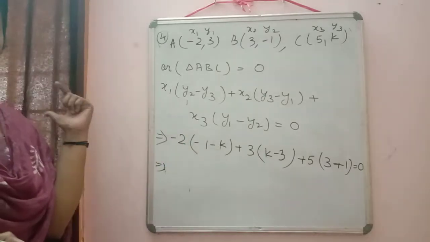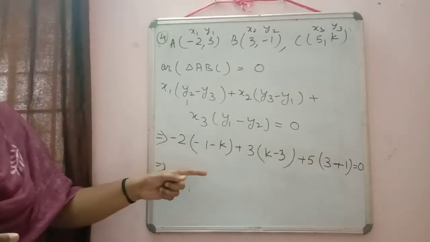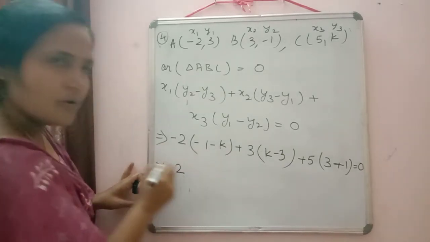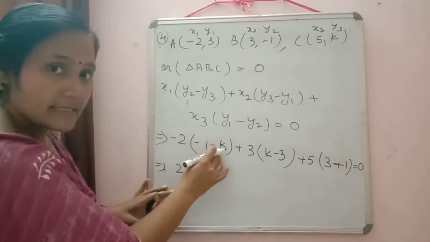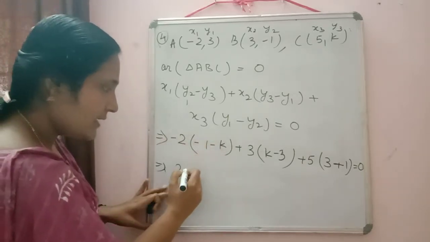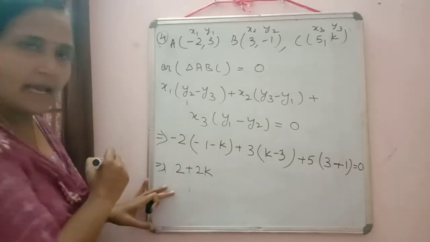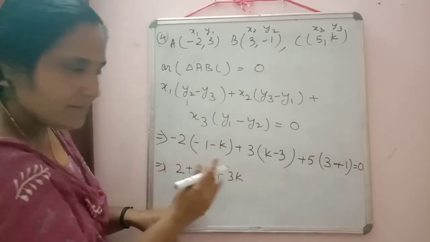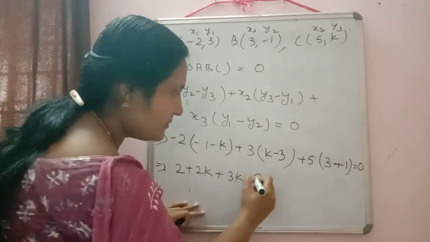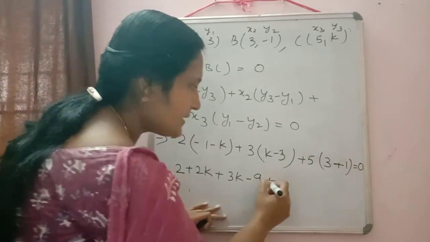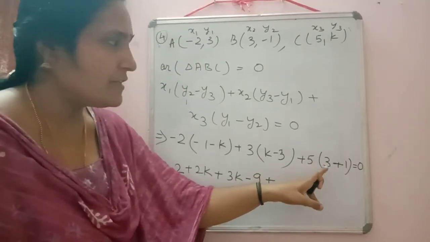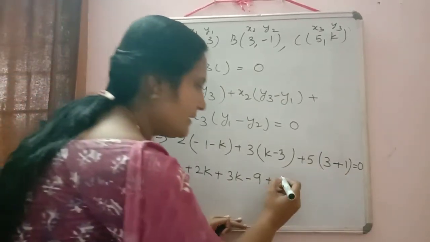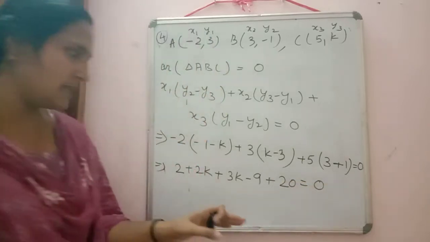Now these two we cannot add there. So what we will do? We will multiply it by minus 2. Minus 2 into minus 1 will be equal to 2. Minus 2 into minus k will be equal to minus into minus plus 2k. Plus here 3 into k will be equal to 3k. 3 into minus 3 will be equal to 3 3s are 9. Plus here no need to multiply in this way. First you can add these two numbers there. 3 plus 1, 4. 4 5s are 20 is equal to 0.